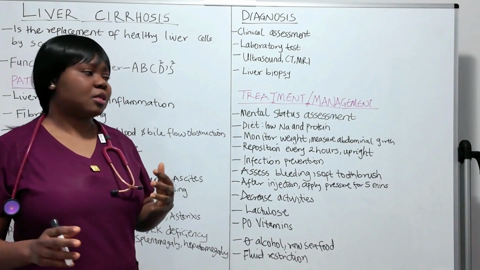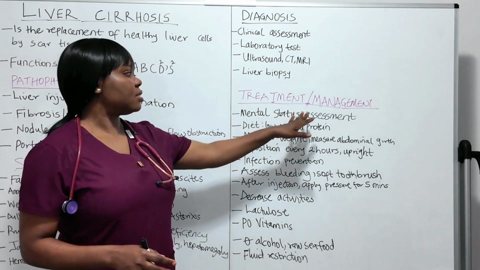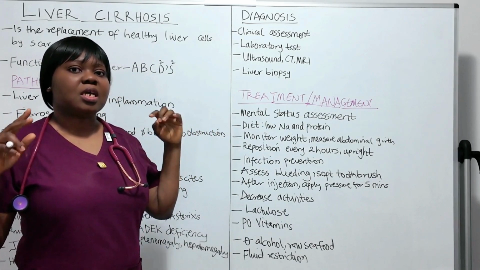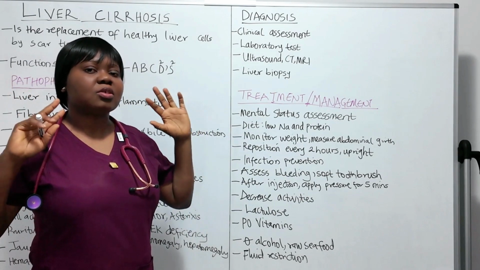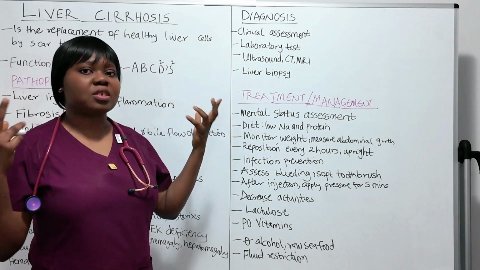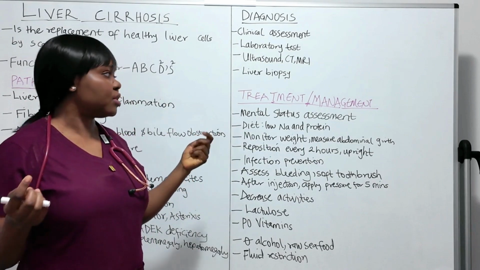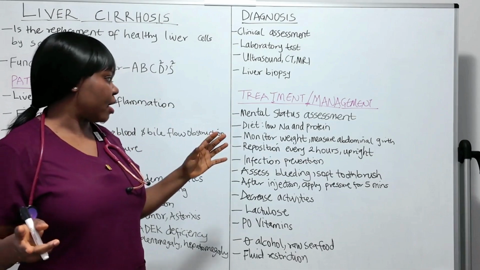Treatment and management. So to manage liver cirrhosis, you're going to be assessing their mental status. Because of that high ammonia, if it gets so high, it can affect their neurons. So they may be even in coma. So you want to be checking their reflexes. You want to check how alert and oriented they are, and to be ensured that that ammonia is not high.